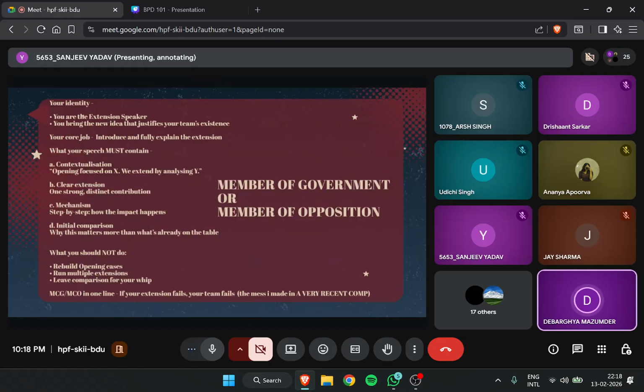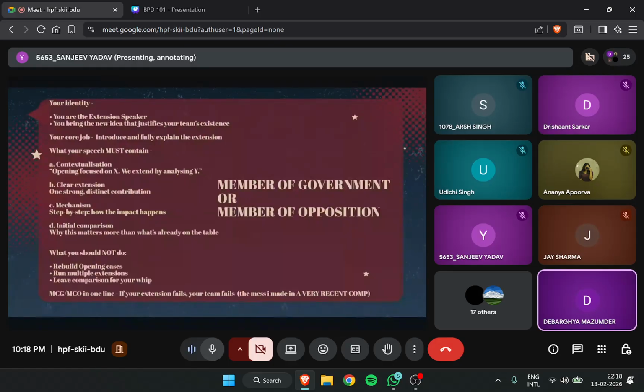You have to be exclusive, a burden fulfiller, and clearer while proving that extension to the judge. You should not run multiple cases. Run one extension and try to be clear with it, make it more impactful, and make the stakeholders highlighted, showing how they are affected in terms of long term institutions and so on. You have to keep in mind that as an MG or MC, member of closing government or closing opposition, if your extension is failing, your team is failing as well.